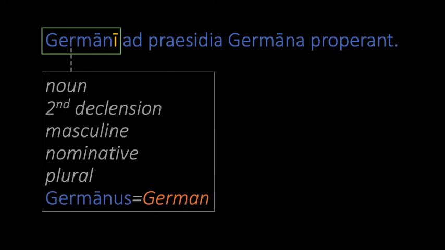Our first exercise is Germani ad praesidia Germana properant. We break it down into phrases and start with the first phrase. Germani. The base word here can be used as a noun or an adjective. In this case, it is a noun. It has the second declension masculine nominative plural form. The base Germanus means a German, so we render the plural as the Germans.